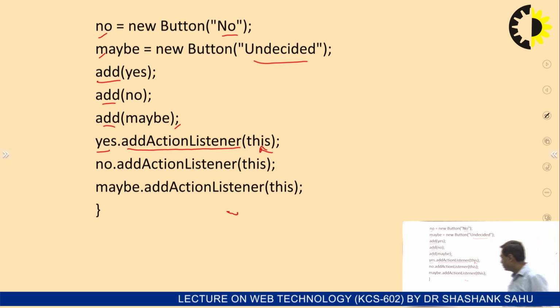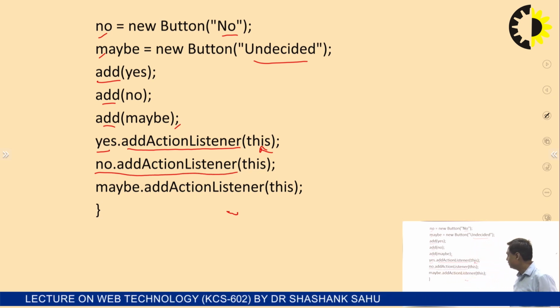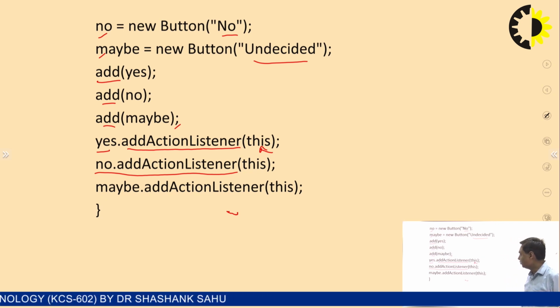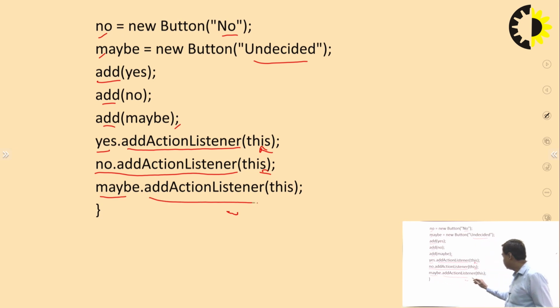Similarly, we are adding the event handling concept to the second button, no, by calling the method addActionListener with this, the current object, that is, the same program. Similarly, in the maybe object, we have also registered the event handling listener, which is called the action listener. So up to this point, when you run the program, you are able to click on each button. When you click on each button, it must perform some job.